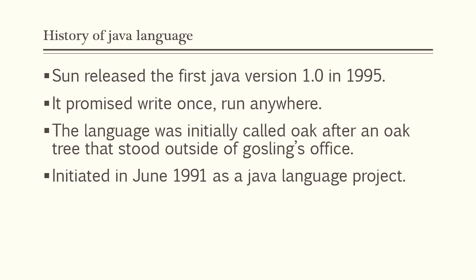The language was initially called Oak because of the oak tree that stood outside Gosling's office, in which he worked and in which his project was initiated in June 1991. Actually, it was initiated around 1991, and the first version was publicly released in 1995. But the project was initiated in 1991 as a Java language project.